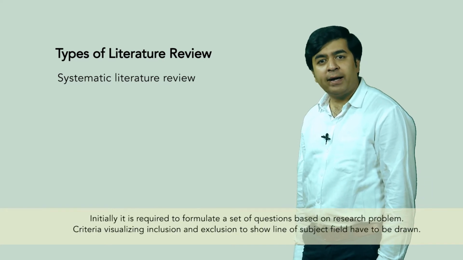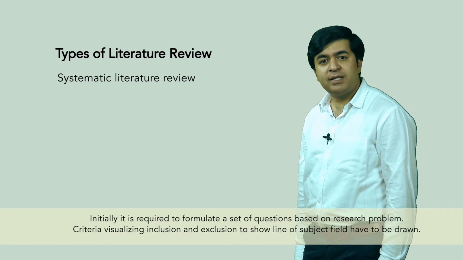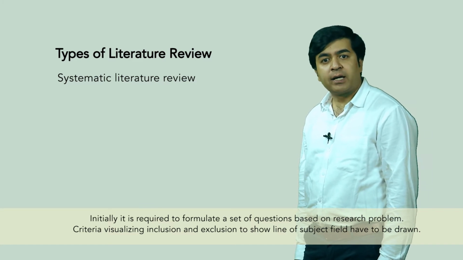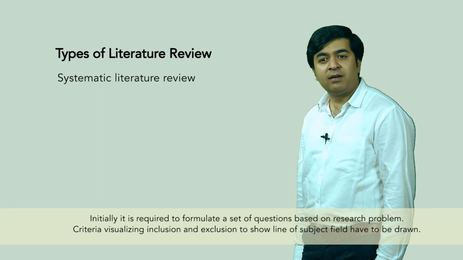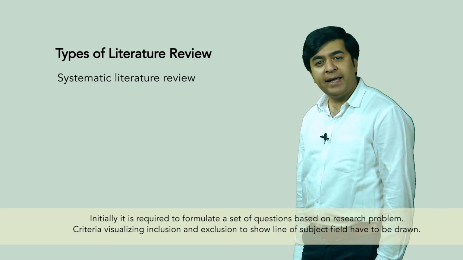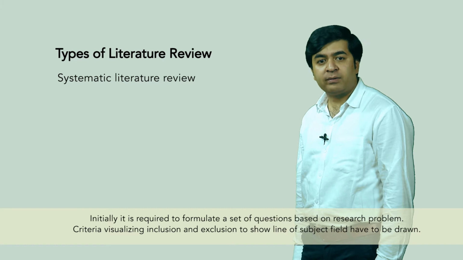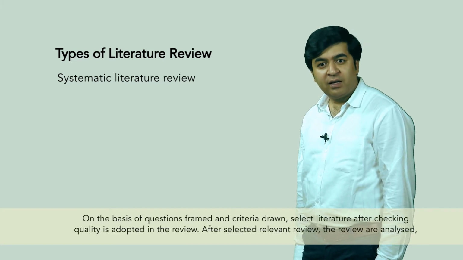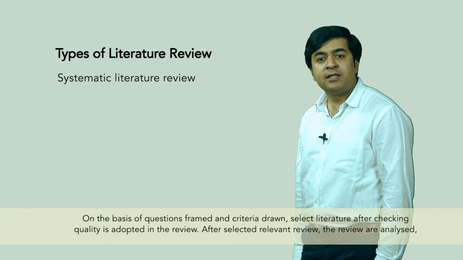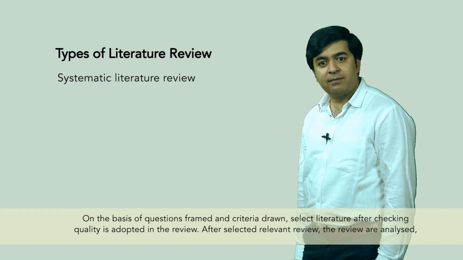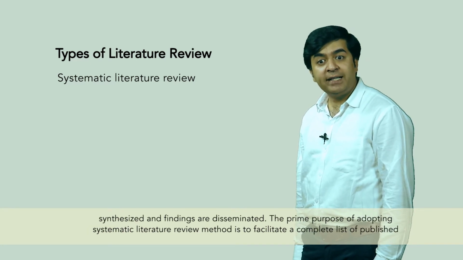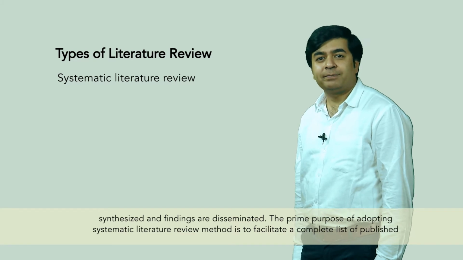According to Prabhu, a review must follow precise criteria. Initially, it is required to formulate a set of questions based on the research problem, and criteria, including inclusion and exclusion, have to be drawn to show the line of the subject field. On the basis of the questions framed and criteria drawn, select literature. After that, quality checking is adopted in the review. After the relevant review is selected, the reviews are analyzed, synthesized, and findings are disseminated.